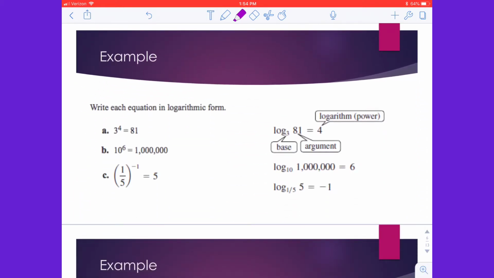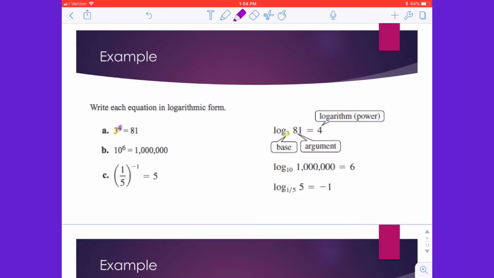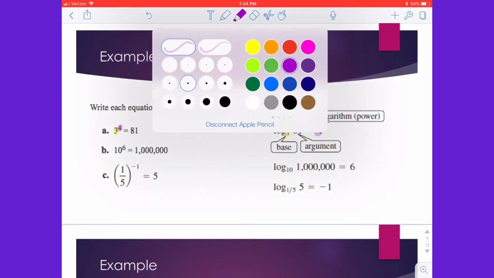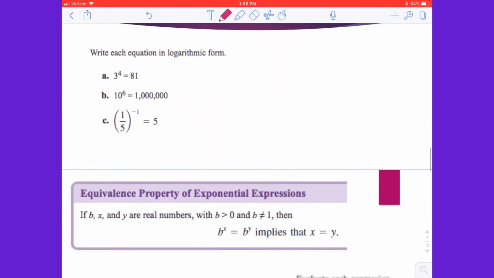You can also go backwards, so you can write an equation in logarithmic form. So I start by giving you exponential form, and same idea. The base of your exponential form represents the base of your logarithm. The exponent of your exponential form represents the answer of your logarithmic form. And then the answer of your exponential form is the argument for the logarithmic form. And you'll see that that follows for B and C as well. So you just want to make sure that you're feeling comfortable going from exponents to logs and from logs to exponents.